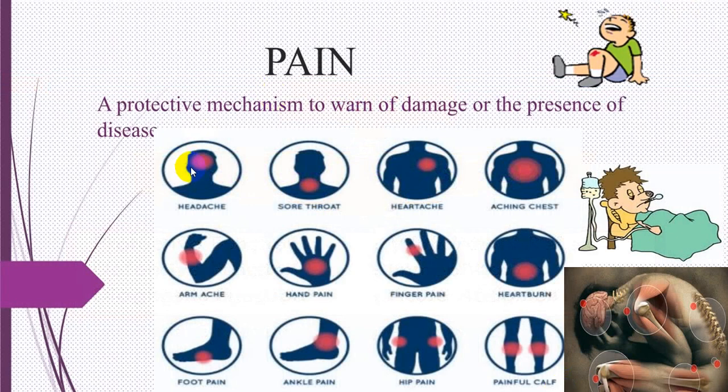Say a person complaining of a headache: very frequently it is because of a structure related to the head. Sore throat is related to the upper respiratory tract. So depending upon that, heart attack, aching chest pain, arm aches, hand pains, finger pains, heartburn, joints, calf, muscles, ankle, etc. These are many areas where you get pain. Even a person who gets elevated body temperature will have a non-specific general body ache. Very common.